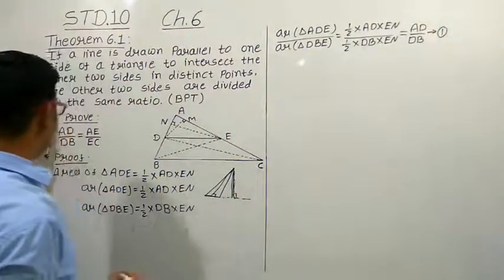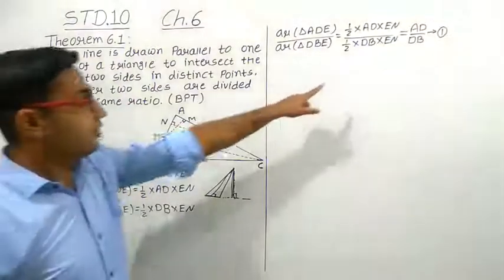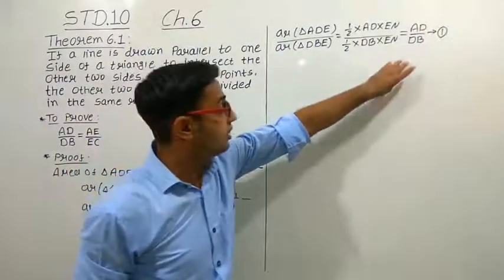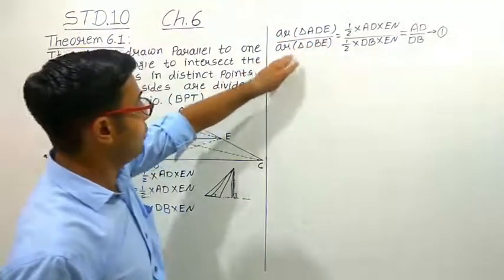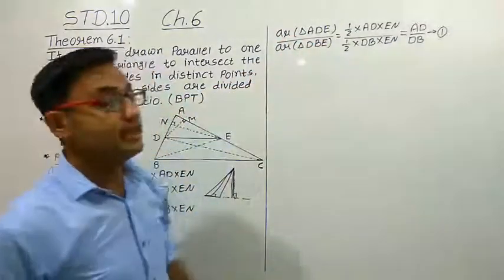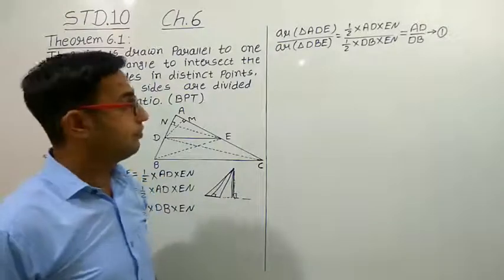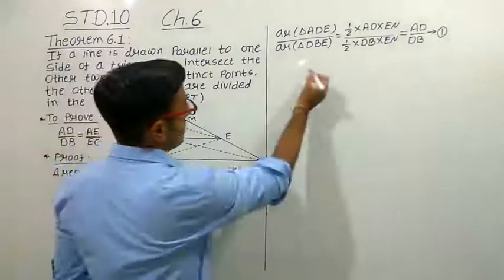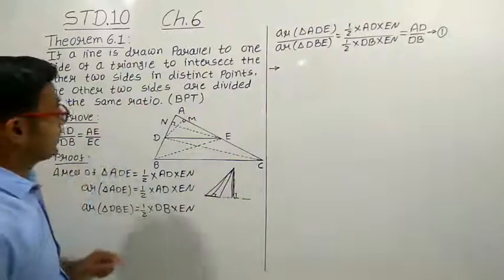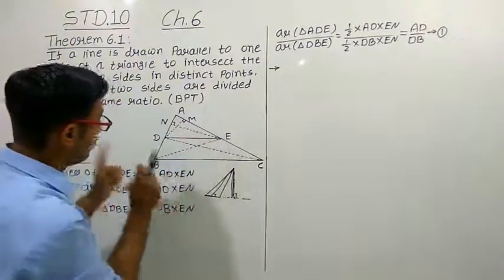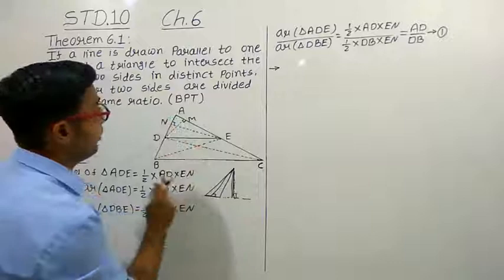So see, one side AD upon DB, that we have to prove, we get here. It is the ratio of the area of triangle ADE to the area of triangle DBE. Understand? Okay. Now again, which side do we have to take? AE. So AE is here.